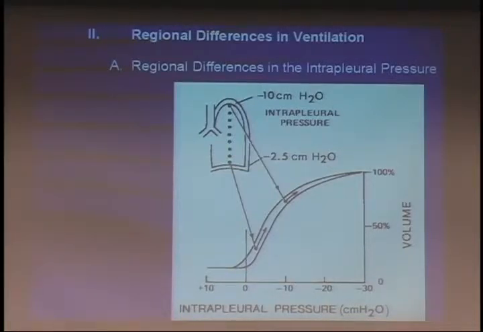So what we've seen at this point is that there are regional differences both in blood flow and airflow as you go from the top to the bottom of the lung. And in both cases, the air and blood flow are greater at the bottom.